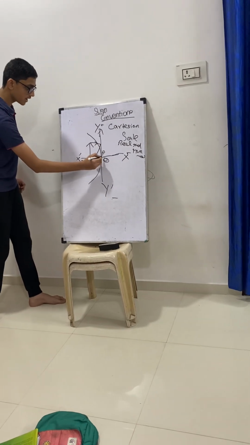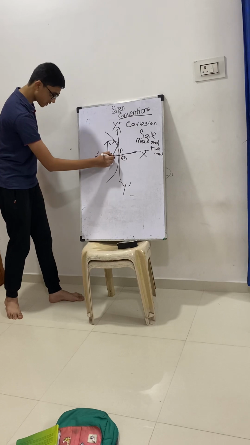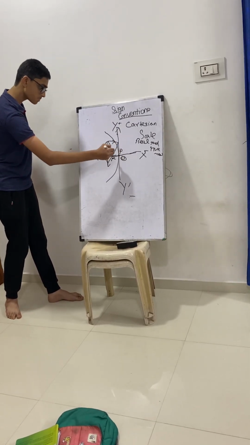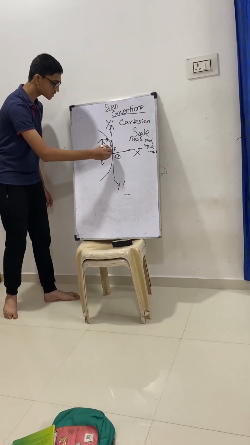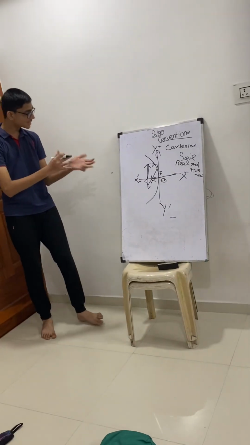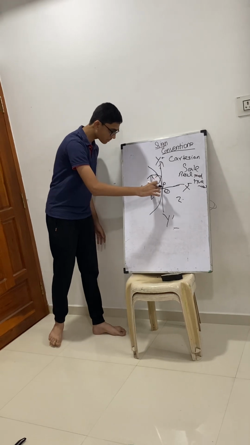For example, the focal length, between the pole and the focus point, is measured from the pole. The image distance, measured between this point and this point, is also from the pole, and so is the object distance. All things are measured from the pole. So the second rule is that all distances are measured from the pole.